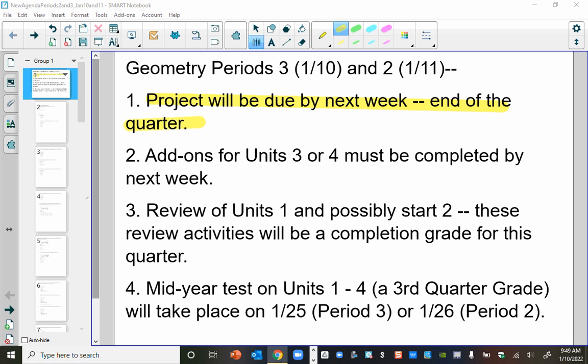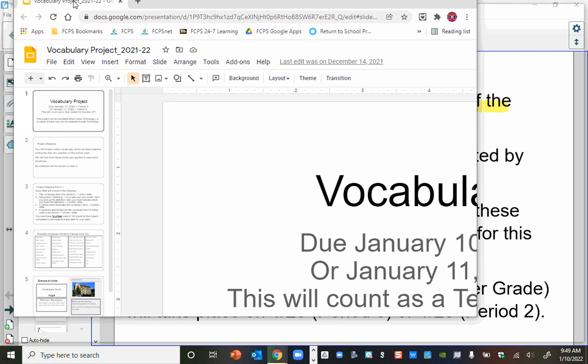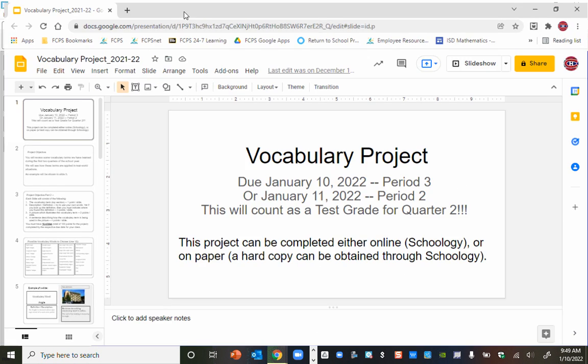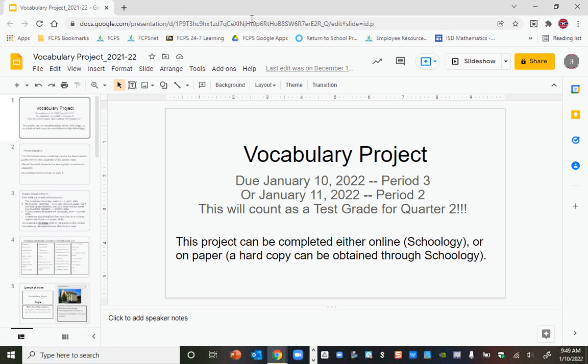It's going to be a test grade for quarter number 2. It should let you open in Schoology. We'll talk about that momentarily. You are allowed to also do a paper version of this. The paper version being, I will tell you.